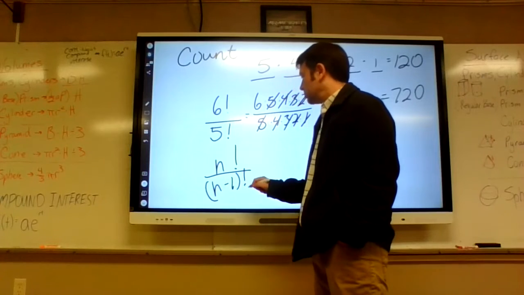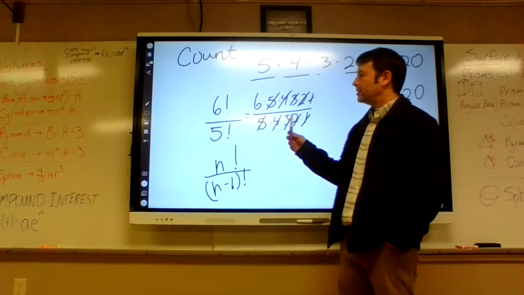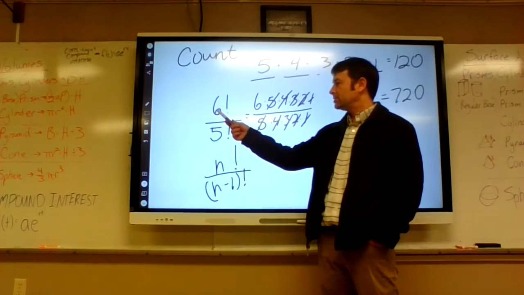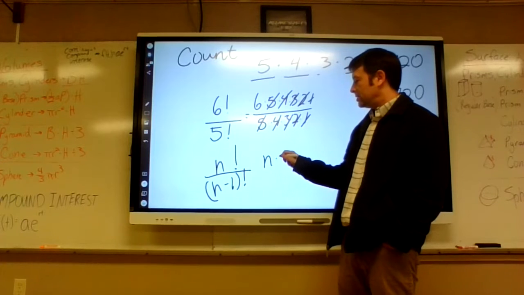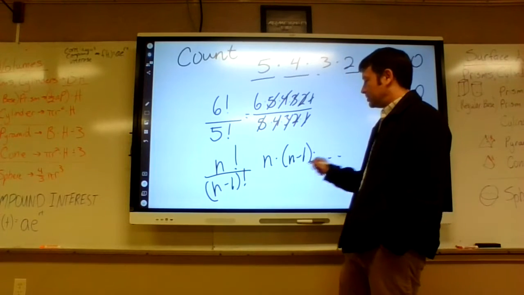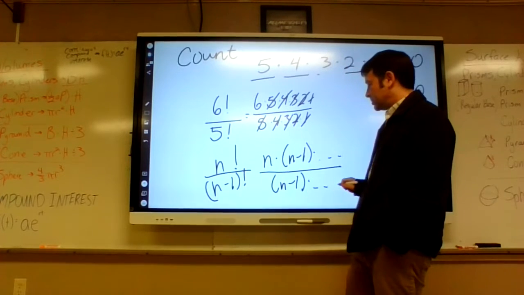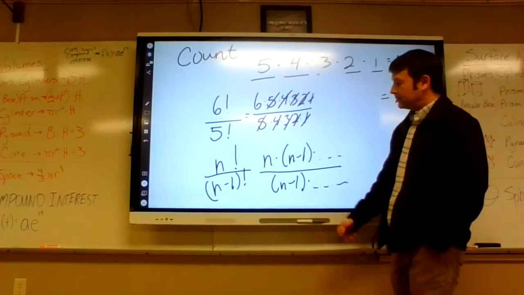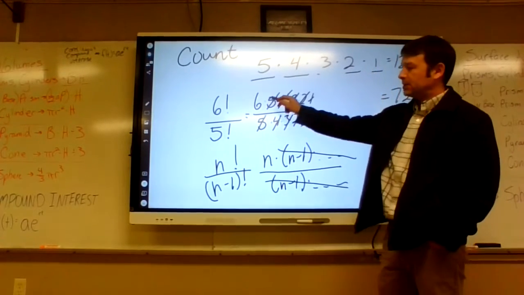Is it going to be n? Just n? Yeah, because everything before n cancels out, right? Basically, so that's just going to leave n. So the 6 and the n are kind of the same thing. n times n minus 1 times dot dot dot over n minus 1 times dot dot dot. All that stuff will cancel out, and that just leaves n, just like this one.